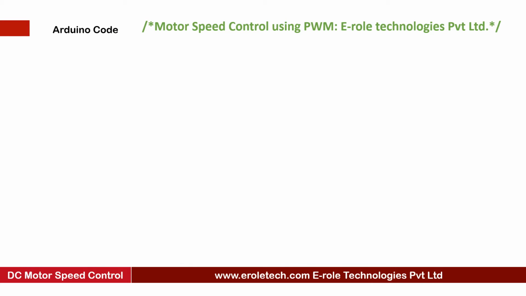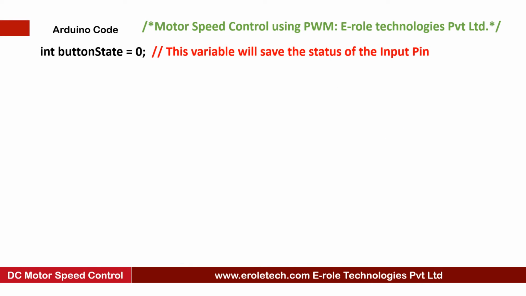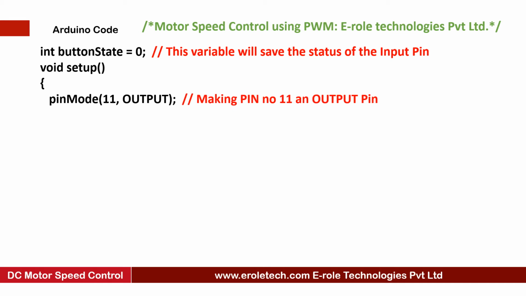This is the code of our project. Button state is an integer type of variable. It will store the status of the input pin. Initially we have set its value to 0. Void setup is a function that we create at the top of each program. Inside the brackets is the code we want to run once, as soon as the program starts running. In this project, we will give high or low signals to the transistor connected at pin number 11, so we will make pin number 11 an output pin. We will read the status of the switch connected at pin number 7, so we will make pin number 7 an input pin.